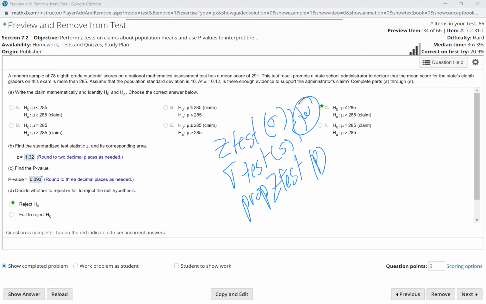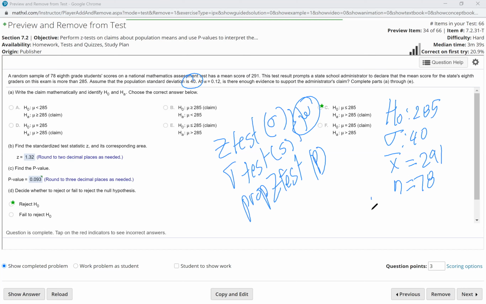So let's see which one is going to be. He says, assume that the population standard deviation is 40, guys. So you know it's a Z-test. You go to stat, tests, Z-test. For H0, you enter the value, which is what, 285. You enter sigma, which is 40. You enter X bar, which is a mean score of 291. And you enter N, which is 78.